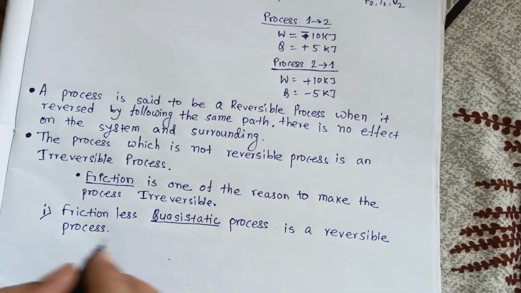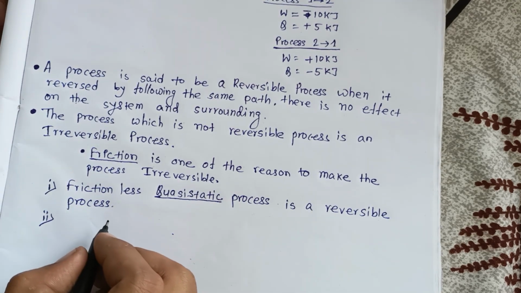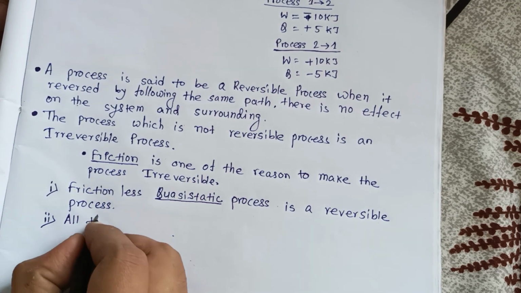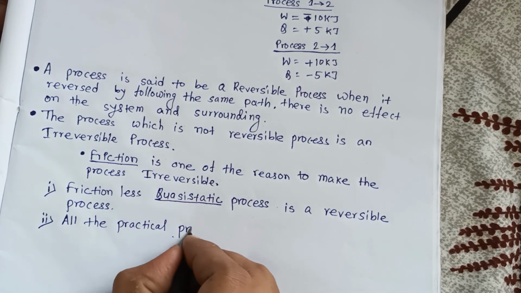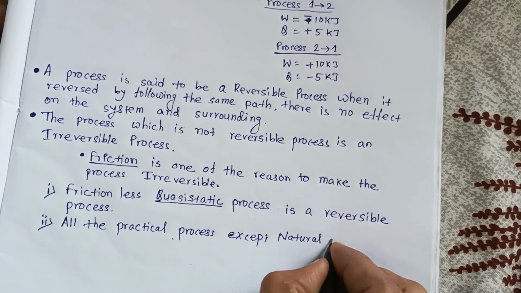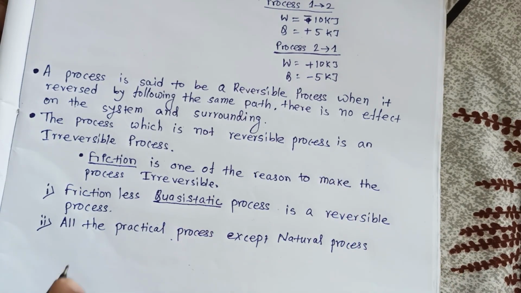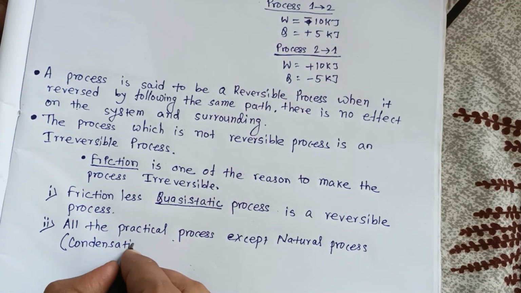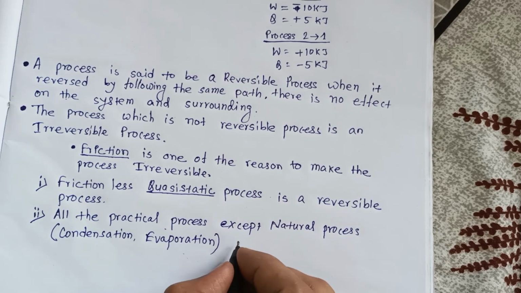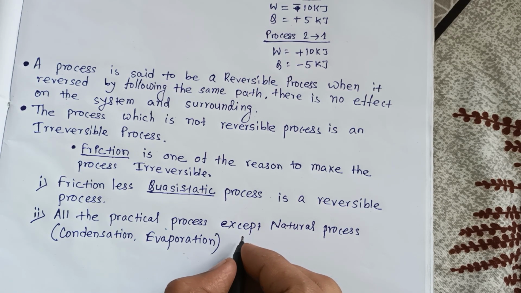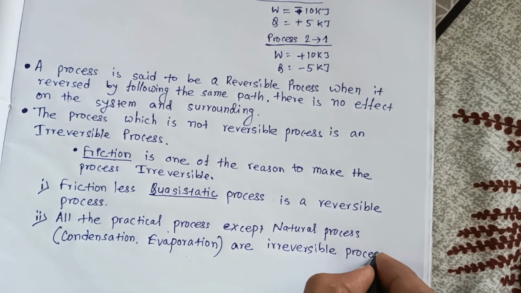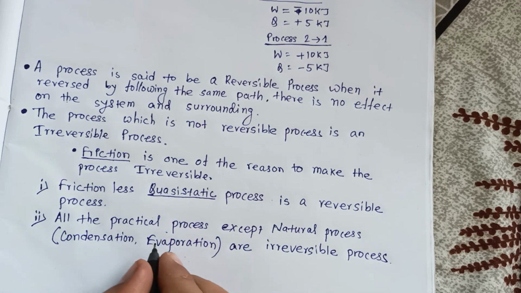Now the second point is that all the practical processes, except natural processes like condensation or evaporation, are irreversible processes. Natural processes are reversible processes. You should remember that natural processes are always reversible.